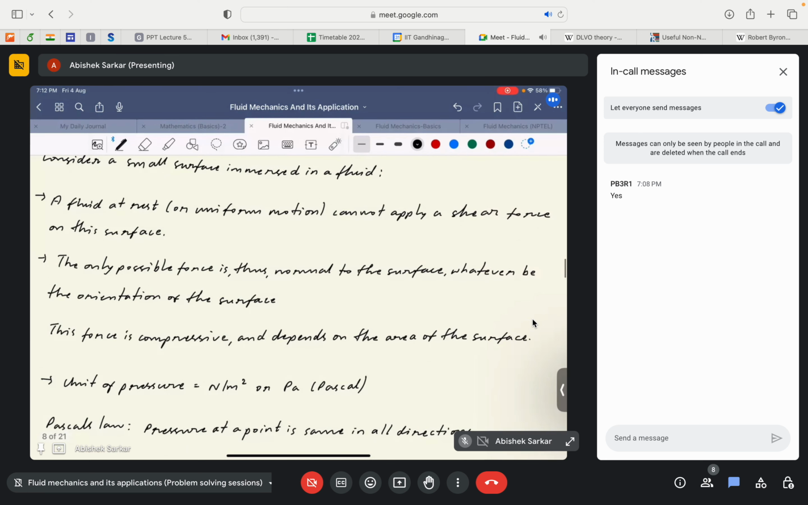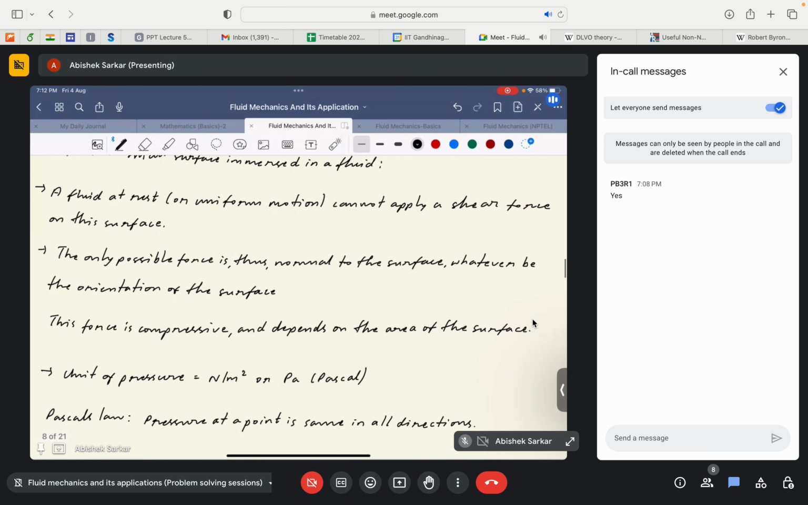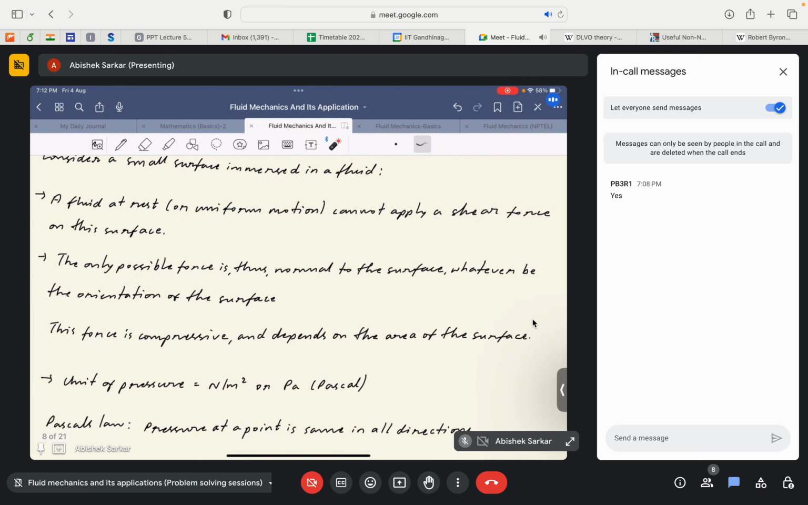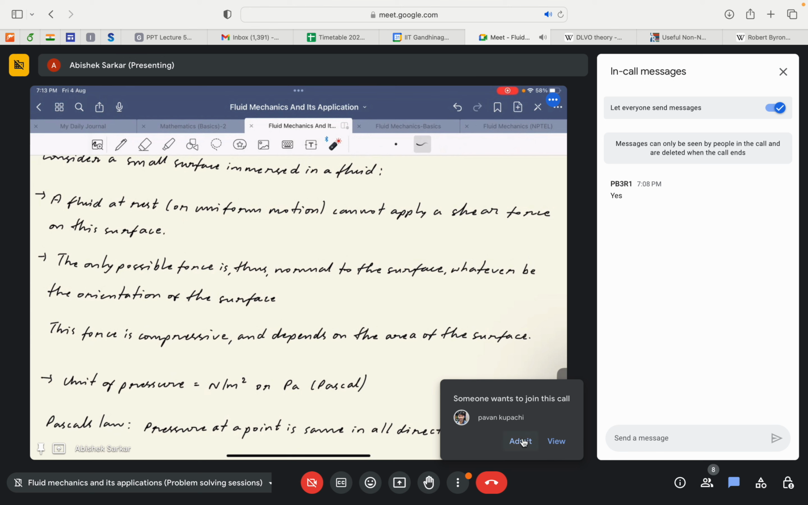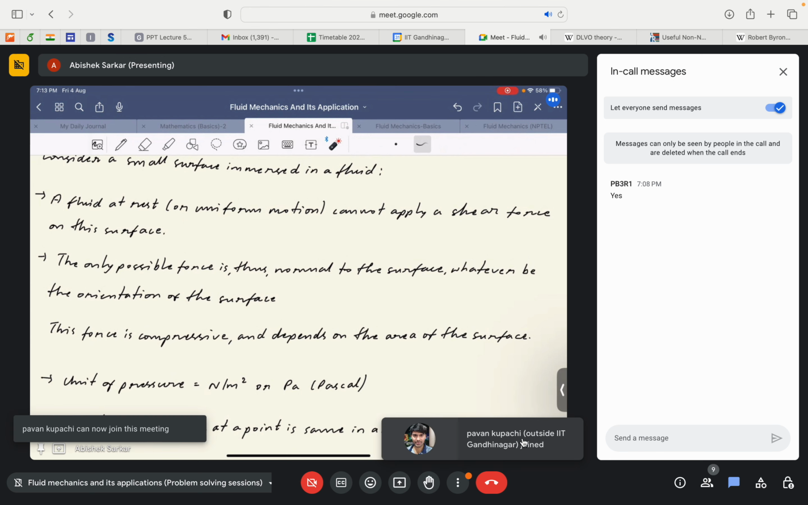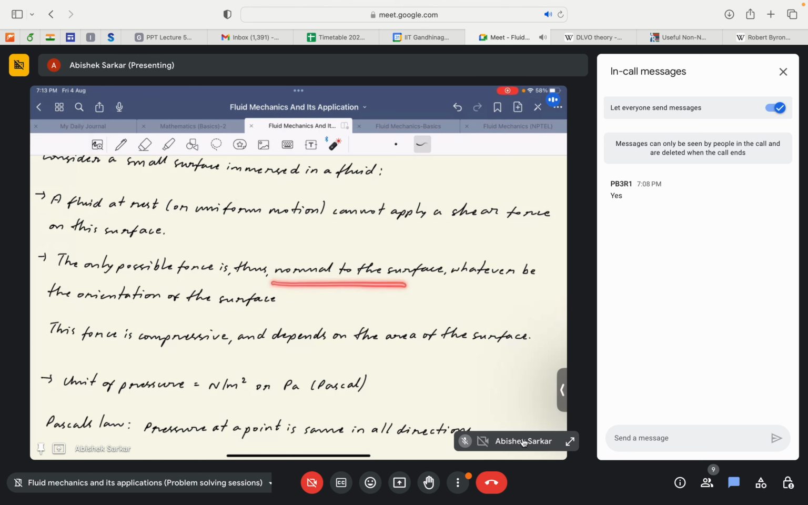So for a fluid at rest, or in uniform motion, it cannot apply a shear force on a surface. If we assume a small surface immersed in a fluid, and the fluid is assumed to be at rest or in uniform motion, there cannot be any additional shear forces, just as discussed briefly some time before, right? So the only possible force is a normal force, right? The normal force. Whatever may be the orientation of the surface, the only force that could act on the surface is a normal force, right? And this force is compressive and depends on the area of the surface.